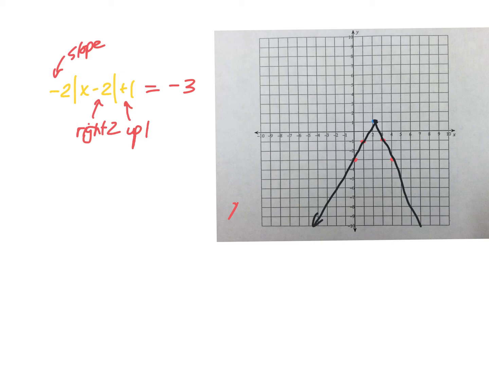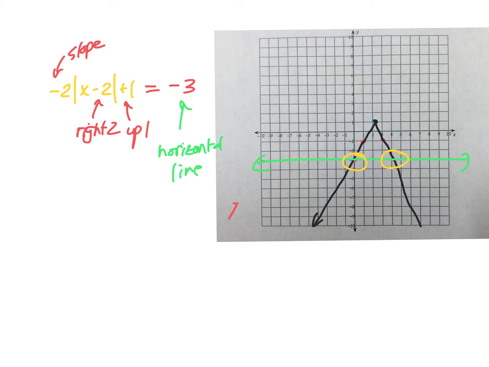Now this is just a horizontal line. In other words, we're wanting it equal to negative 3. So I'm going to go to where negative 3 is, and I'm going to draw a horizontal line. So my solutions are where these two intersect, which is here and here.